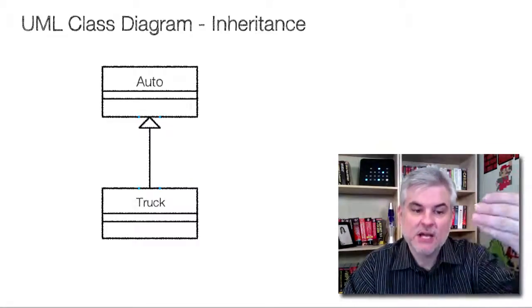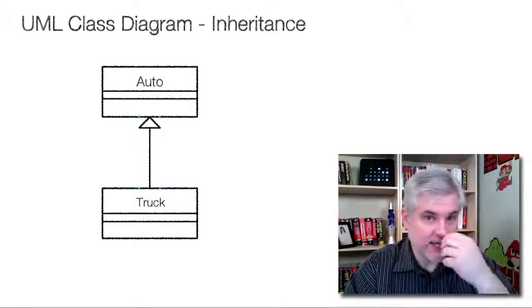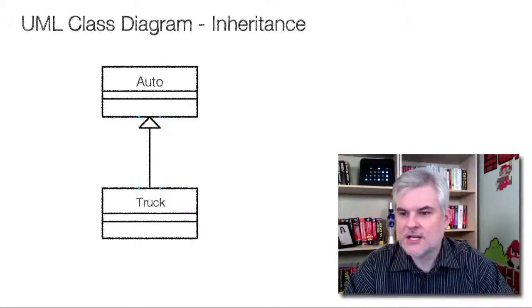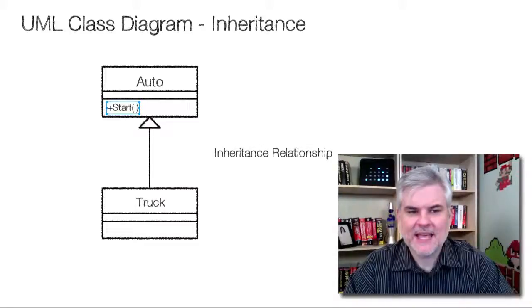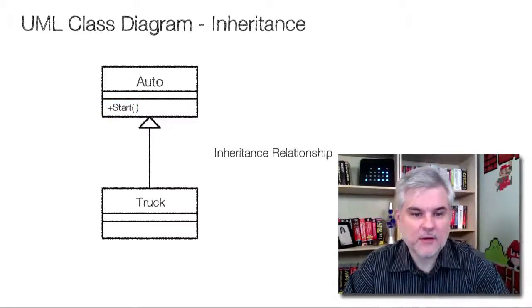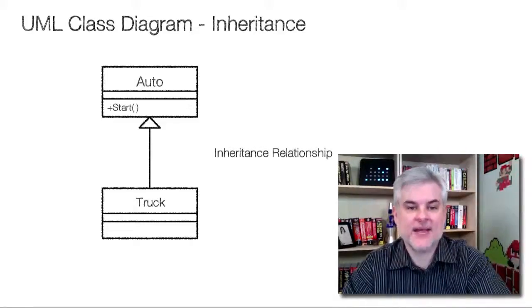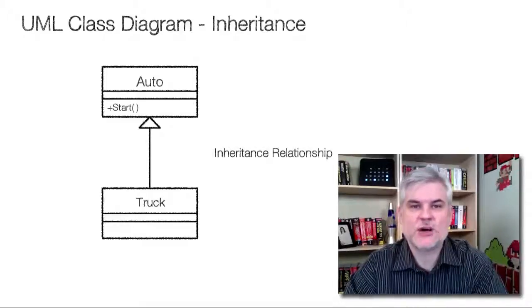In this case, truck is inheriting from auto. Okay, so that's the notation that we would use. It's just an inheritance relationship. Okay, so now, for example, what if I had a start method defined in the auto class? Well, we know by fact of the matter that it is inherited, that truck would automatically get that start method.